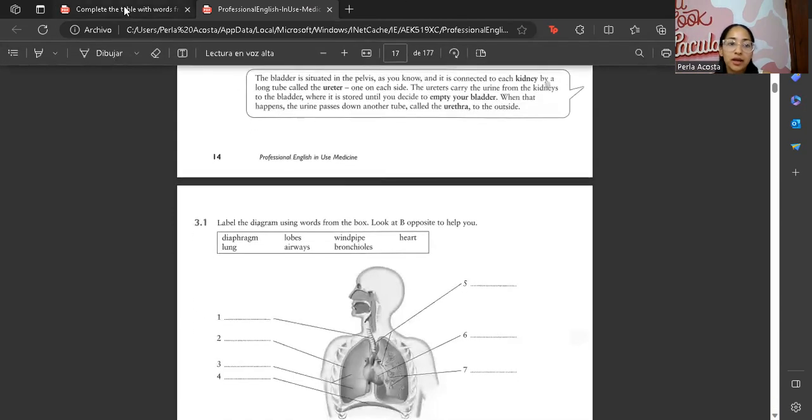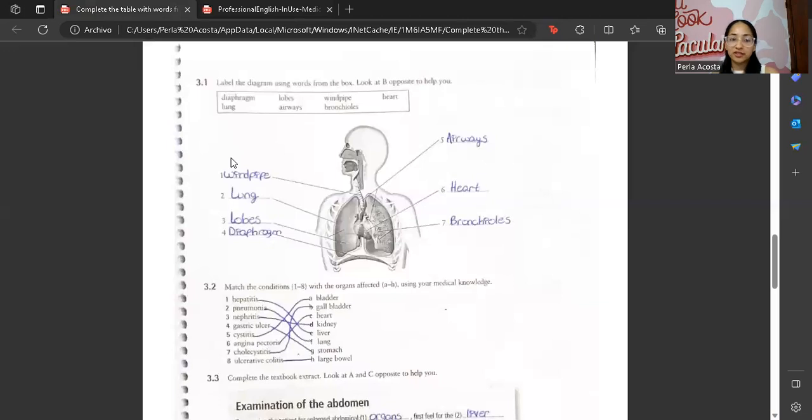Okay, now the exercise from this chapter. Okay, 3.1. Label the diagram using words from the box. Look at the opposite to help you. The words are diaphragm, lung, lobes, airways, windpipe, bronchioles, and heart.